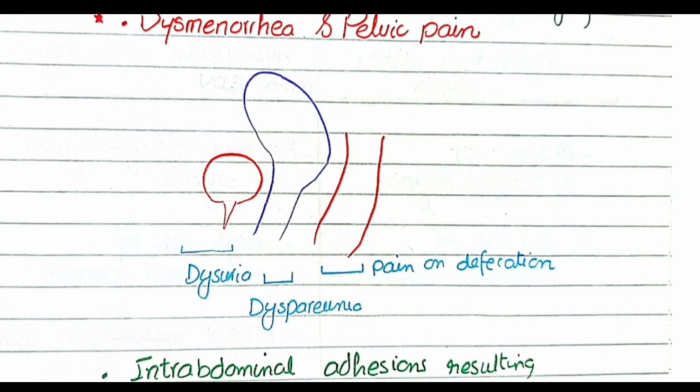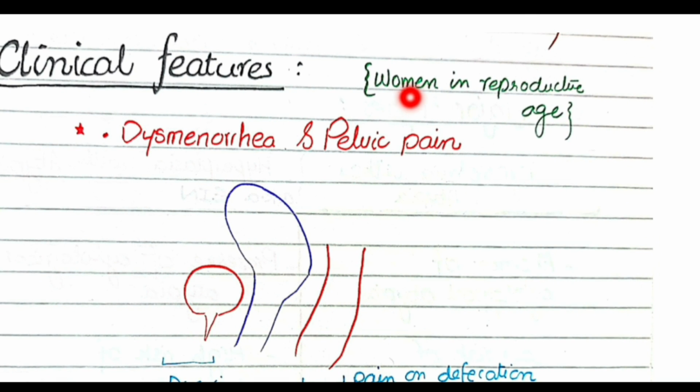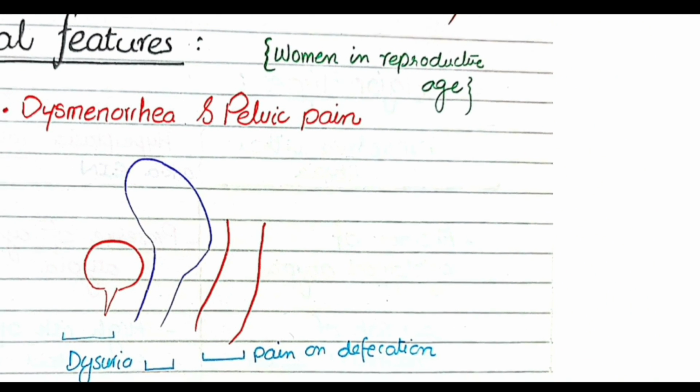Now, what are the clinical features? The first important point to understand is that endometriosis develops in women of reproductive age. This is a very important point for the diagnosis as well as for the understanding of this disease, that this disease develops in the reproductive age.